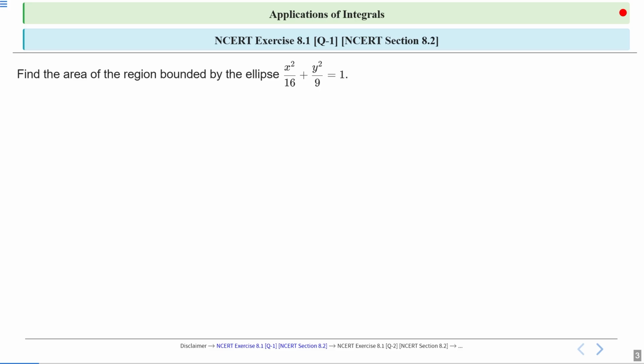Okay, so at first try to draw the graph for this ellipse and then we calculate the area of the region bounded by this ellipse. Okay, so try. Write down the equation of the ellipse. That is x square by 16 plus y square by 9 is equal to 1.